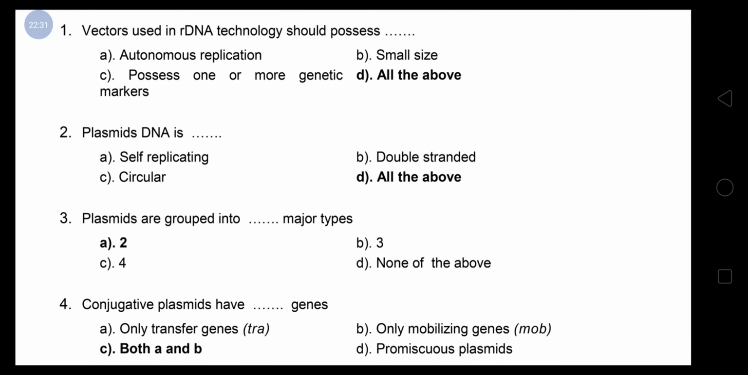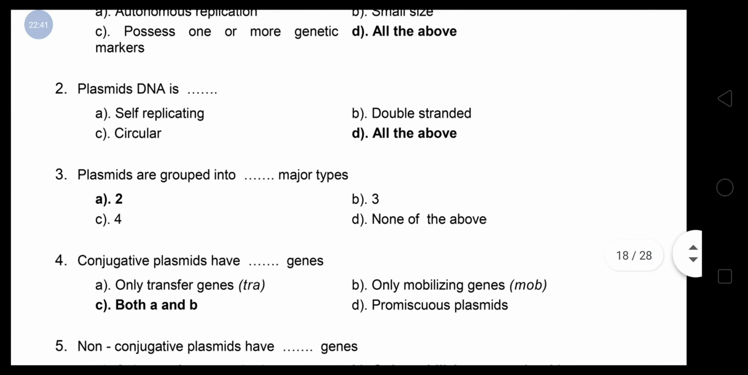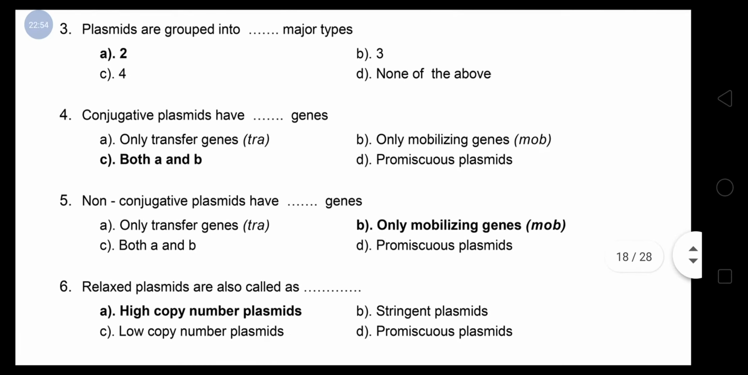Vectors used in rDNA technology should possess characters like autonomous replication, small size, and one or more genetic markers to identify them, for easy movement into the next generation. Plasmid DNA is self-replicating, double-stranded, and circular. Plasmids are grouped into two major groups.